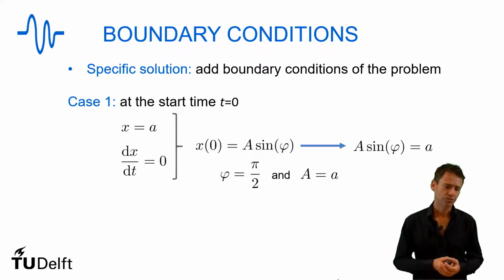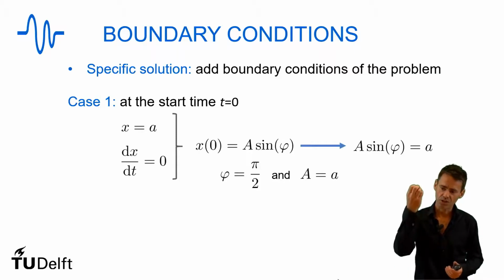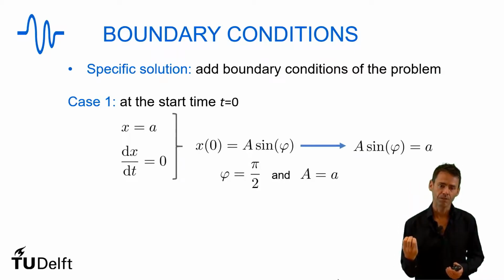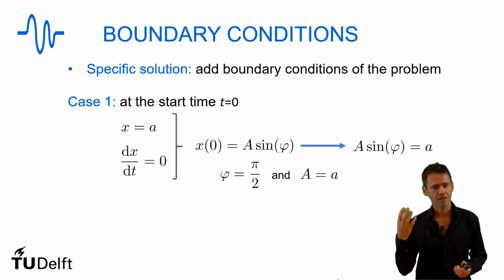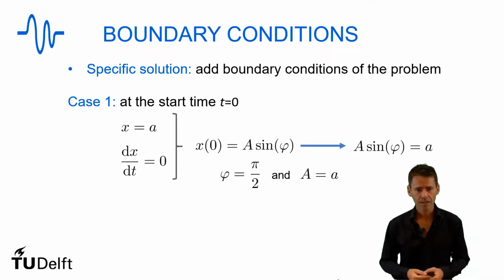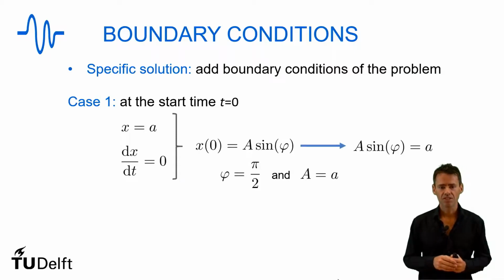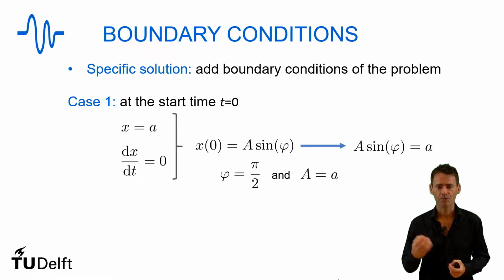So let's assume first that we start extending this spring by a distance a from equilibrium, and we release it without giving it any velocity. Then we can find that the distance x at time 0 is A sine phi. But we know that this distance should be equal to the extension a. So we find A sine phi is a. Well, the most simple solution is to take phi equal to pi over 2, 90 degrees, and have capital A being equal to the extension a.